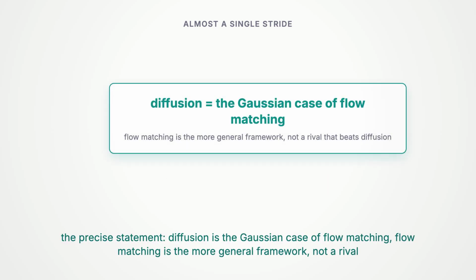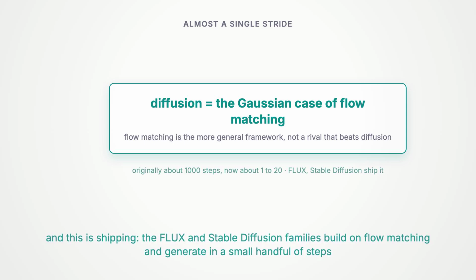The precise statement is that diffusion is the Gaussian case of flow matching. Flow matching is the more general framework, and classic diffusion is one specific instance of it. Same walk from noise to image, just a cleaner, straighter way to set it up and train. And this is not a research demo, it is shipping.